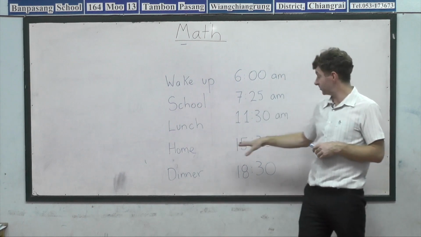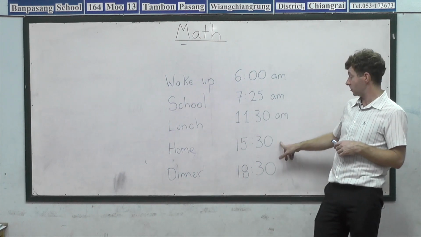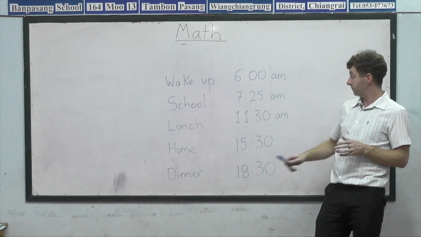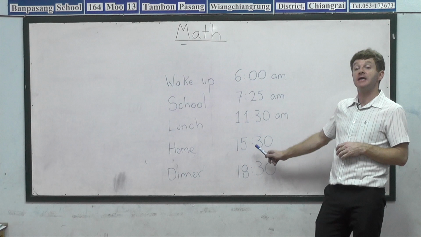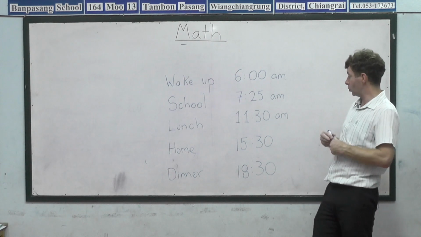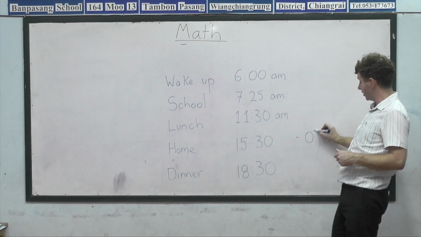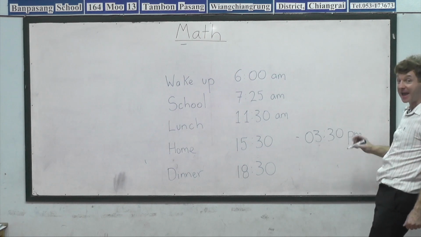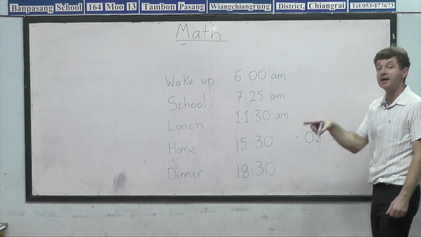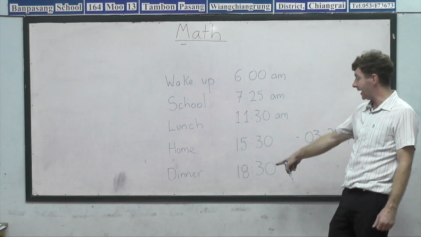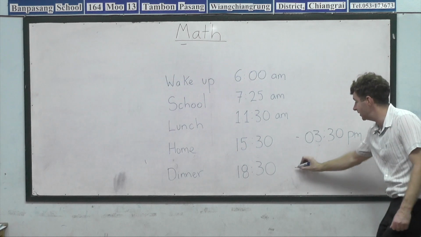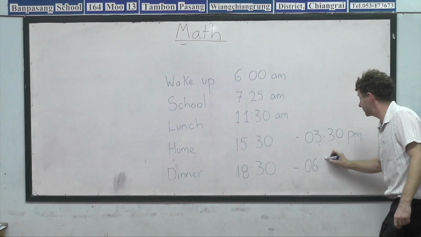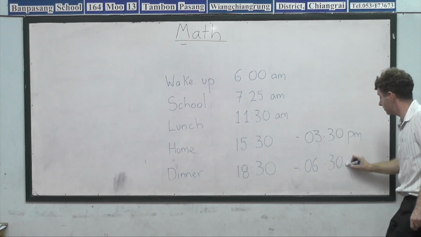So if we write using the 24-hour clock, we know already. What time will we go home? 15:30, or we could say 3:30 p.m. Excellent. They're the two ways. And then have dinner, 18:30 or 6:30 p.m. Excellent, guys. That's great. You understand completely.